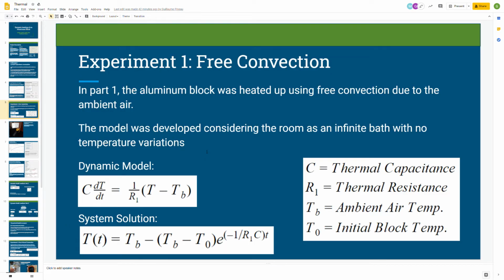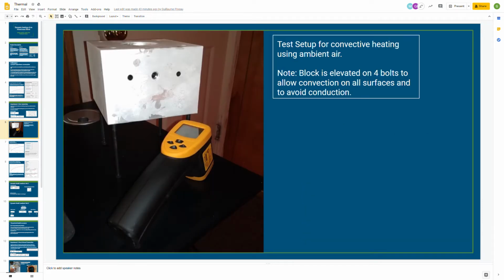Next, we created a model. This is a second order dynamic equation for the convective heating of the block. This is our unique solution where we factor in the initial temperature of the block, and we've got our TB term, which is our forcing function in this case. We've got a resistance and one capacitance because we've got one block, and we can look at its time-dependent behavior. This is just our setup. We had the block with 4 legs screwed into it, so we allowed convection on all surfaces.